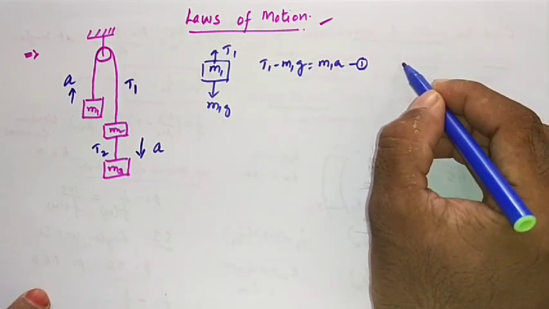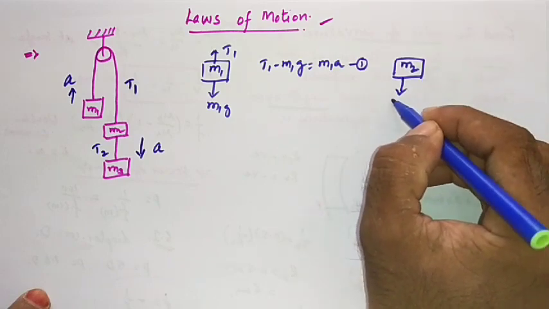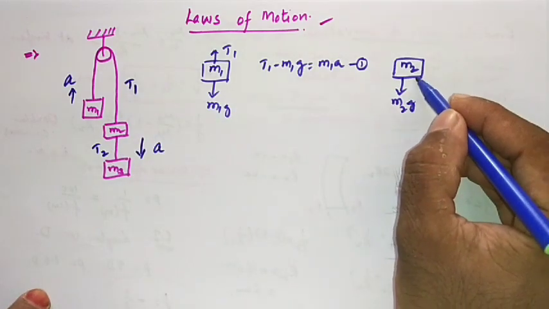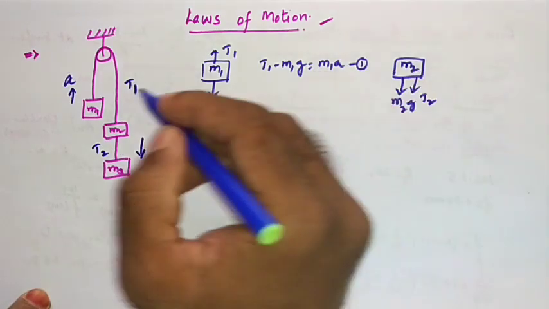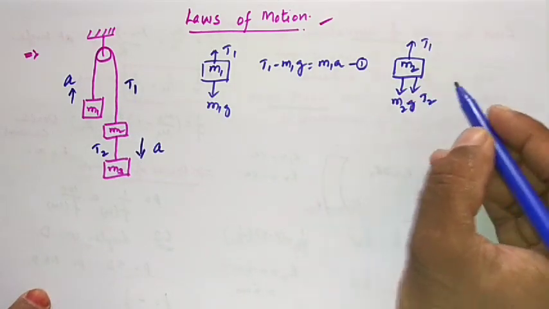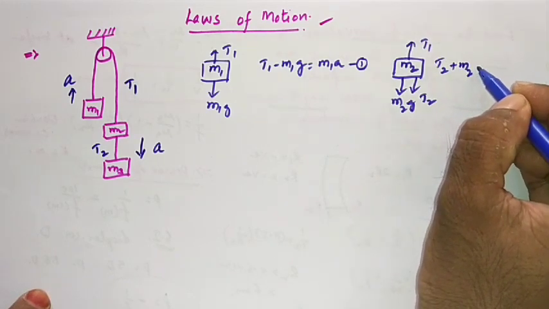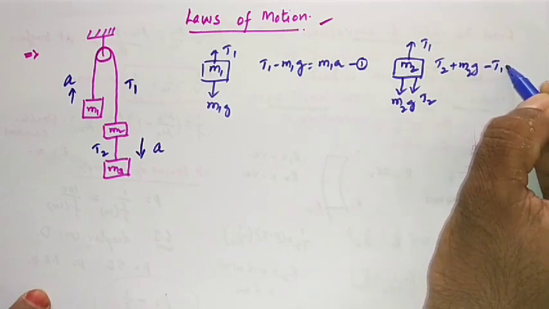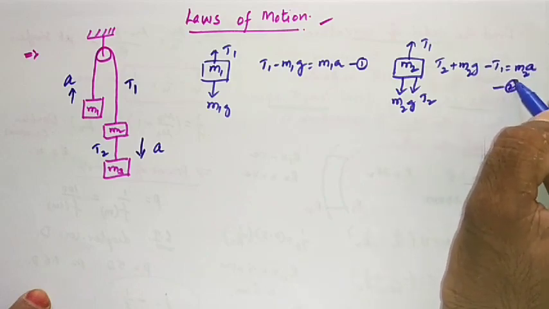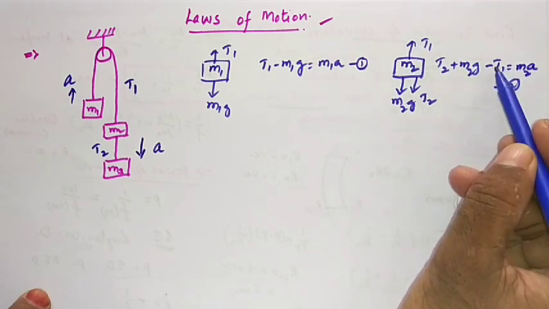Next, for m2, how many forces are acting on m2? One is gravitational force, that is equal to weight, and this string is pulling the m2 downward, that is T2, and the upward string is pulling it in the upward direction, that is T1. So what is the equation for that? T2 plus m2g minus T1 is equal to m2a. This is equation 2. These two are acting downward, so we add, and T1 is acting in opposite direction, so minus.